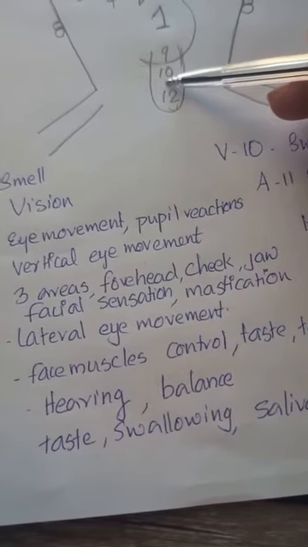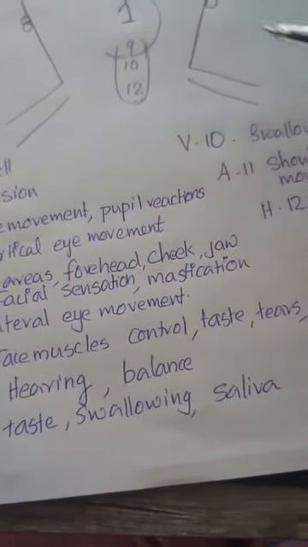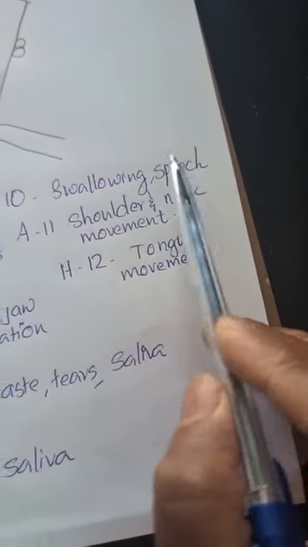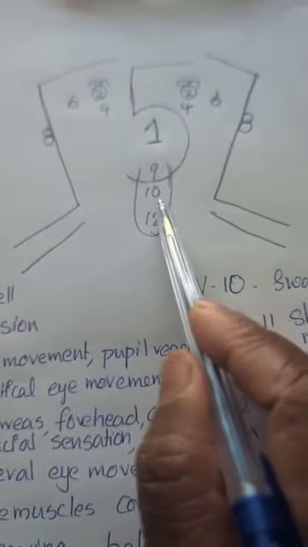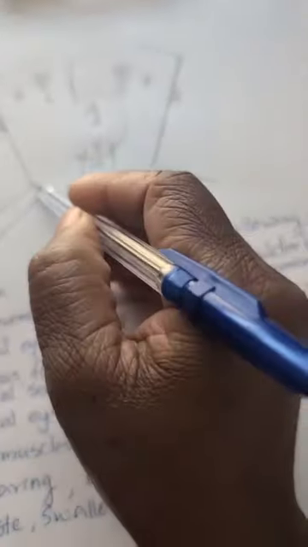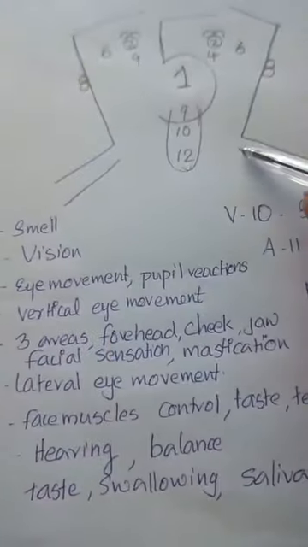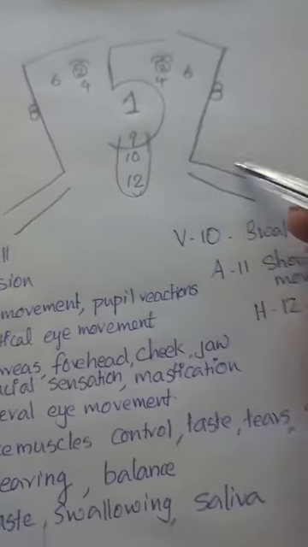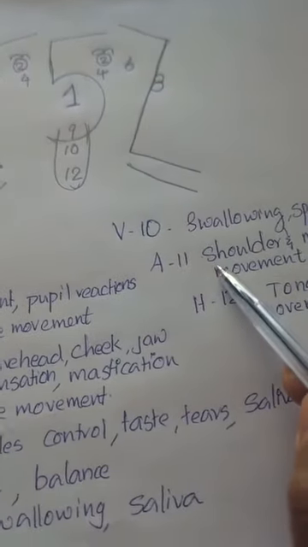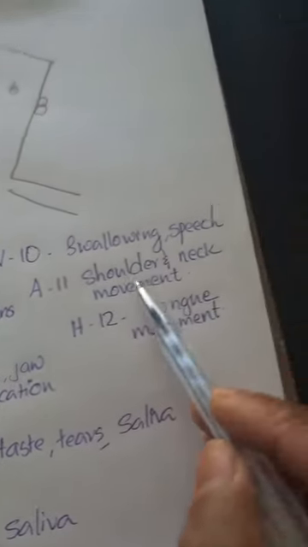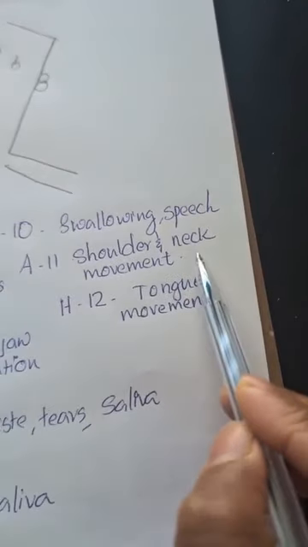Next one is 10, that is vagus. The 10th one is vagus and it is responsible for swallowing and speech. So it is towards the mouth. Then the 11th one, you see on both sides of the neck, towards the shoulders. And the name of the nerve is accessory. So it is responsible for shoulder and neck movement.